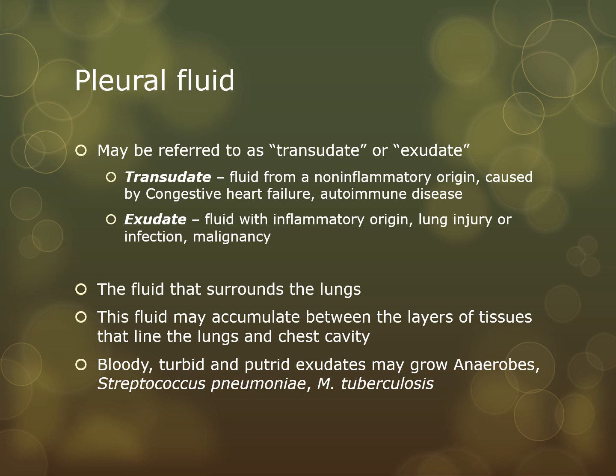In the case of an exudate, usually we are seeing a fluid that is high in protein, high in cholesterol, and these are seen in patients that have cancer or septic joints or septicemia. Pleural fluid is the fluid that surrounds the lung. The fluid may accumulate between the layers of tissues that line the lungs and chest cavity. And finally, bloody or turbid or putrid exudates may grow things like anaerobes, Streptococcus pneumoniae, and Mycobacterium tuberculosis.